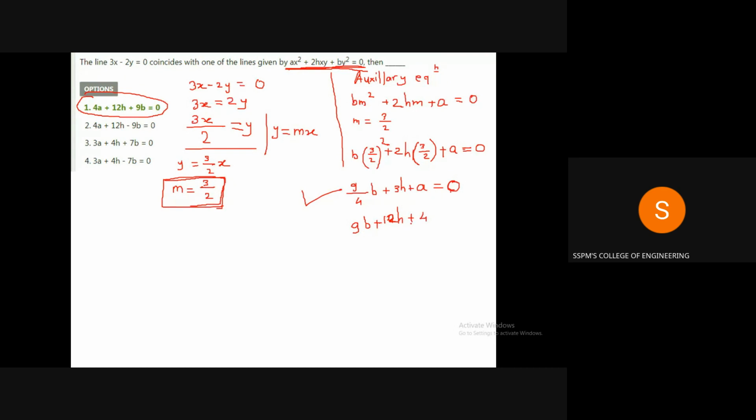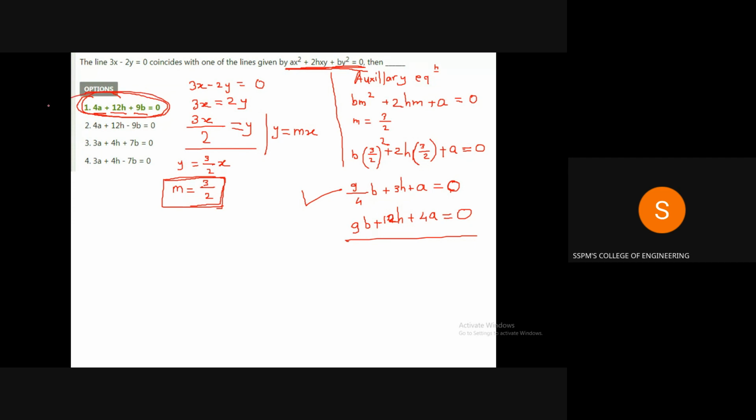4 into 3, it is 12. 12h plus 4a is equal to 4 into 0, it is again 0. So this is the final answer. Okay, so you will get 9b plus 12h plus 4a. This is the correct answer.